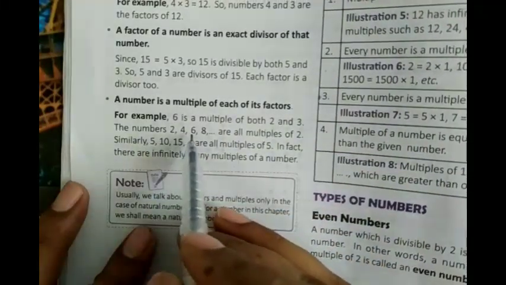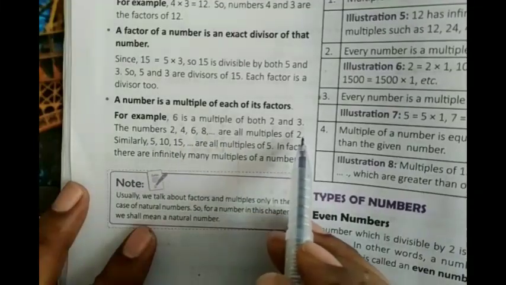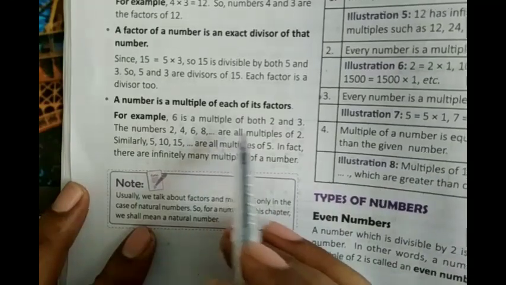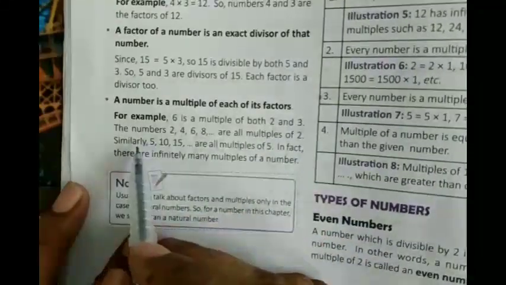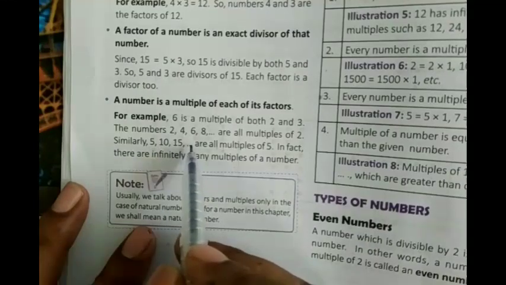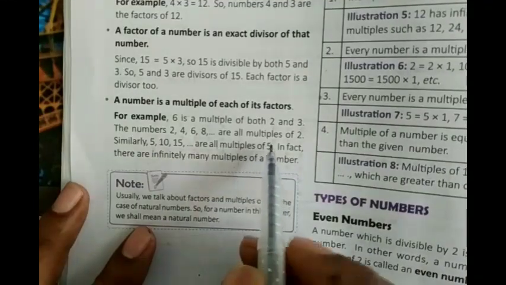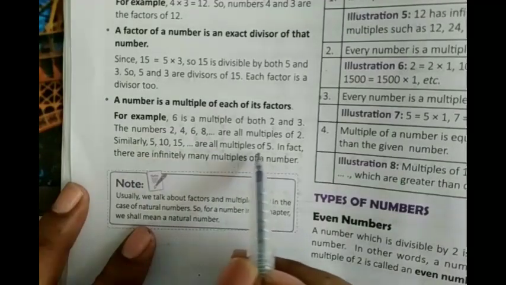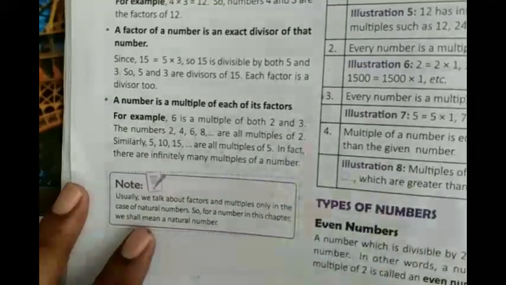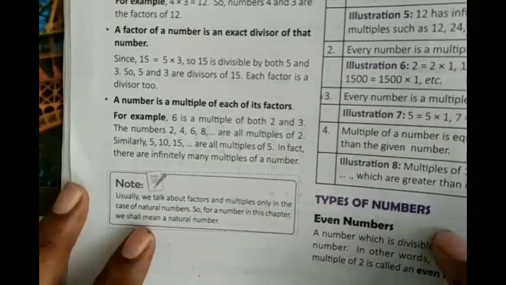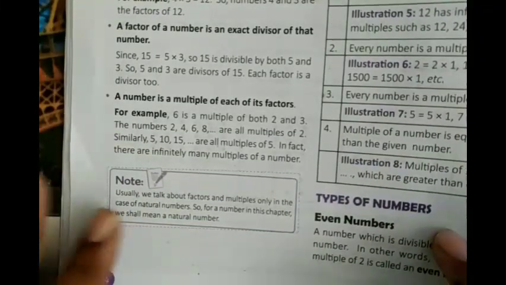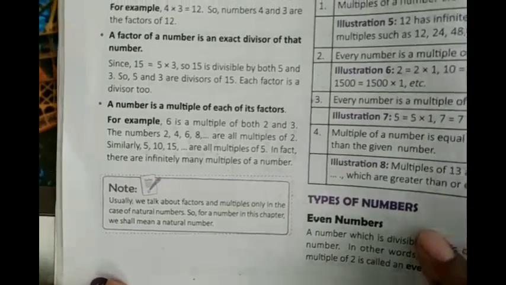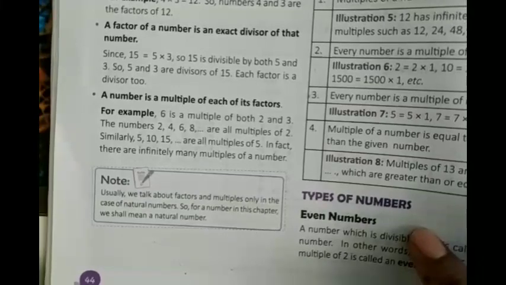The numbers 2, 4, 6, 8 are multiples of 2 because all of them come in the table of 2. Similarly, 5, 10, 15 are multiples of 5. It means all the numbers 5, 10 and 15 come in the table of 5. In other words, if a number comes in the table, it is a multiple. Let's see in our notebook.